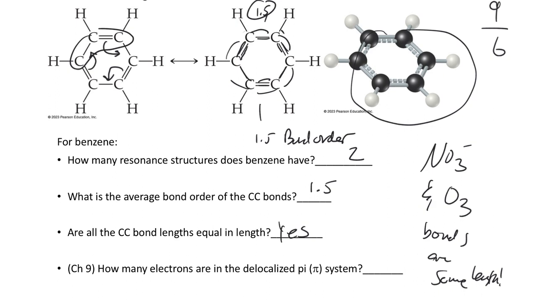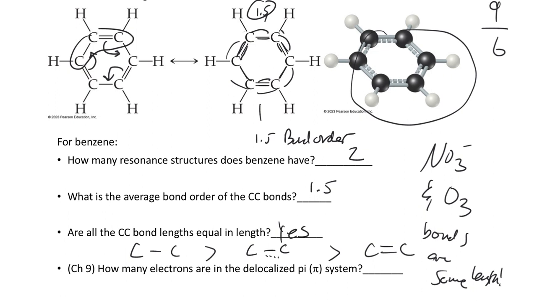And if we're thinking a carbon-carbon single bond should be longer than a carbon-carbon double bond, remember how we were thinking more bonding pairs shortens bonds, so this 1.5 bond will be somewhere in the middle. So if our carbon single bond is long, double bond is short, the 1.5 is somewhere in the middle.